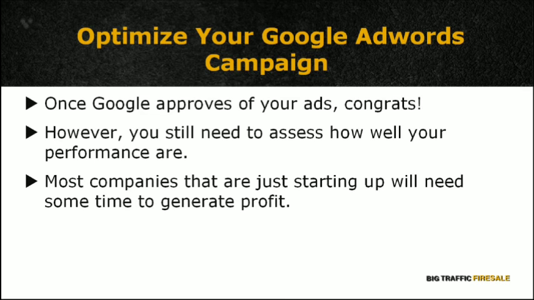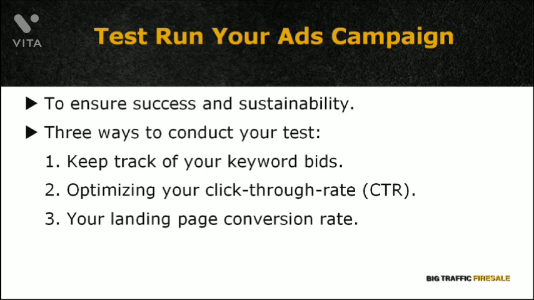However, even if you are on the right track and doing everything right, it's still hard to assess how well you're performing in the scene. Bear in mind, most campaigns that are just starting up will also need some time to generate profit. Therefore, test running your AdWords campaign is key to ensuring its success and sustainability. There are 3 ways to conduct your tests. 1. Keep track of your keyword bids. 2. Optimizing your click-through rate, CTR. 3. Landing page conversion rate.